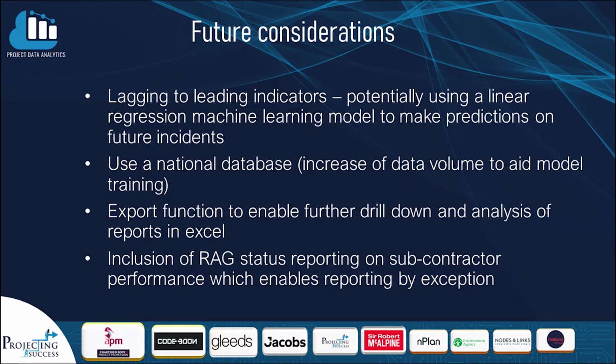Future considerations may include turning lagging into leading indicators, potentially using a linear regression machine learning model to make predictions on future incidents. A national database could be used to increase data volume to aid model training. There could also be additional functionality to export visuals to Excel, and to include reporting by exception.